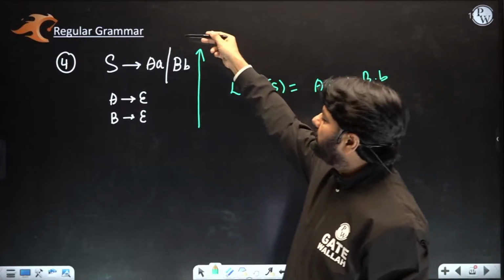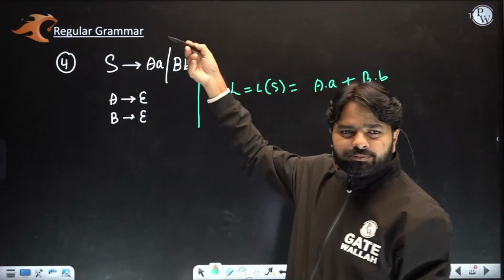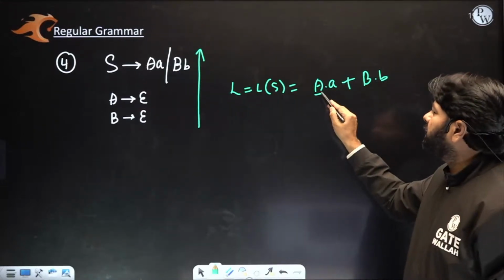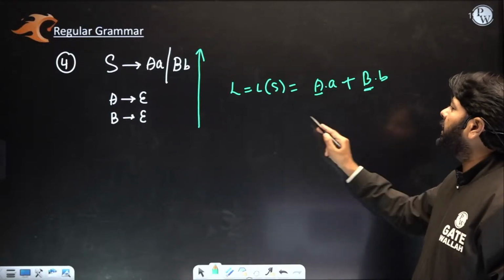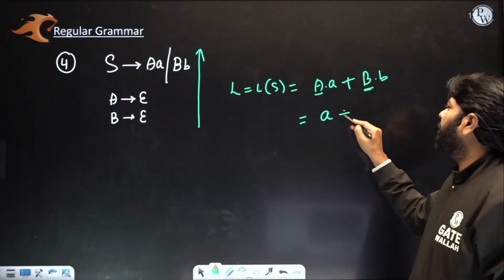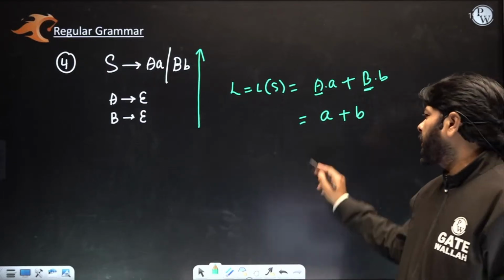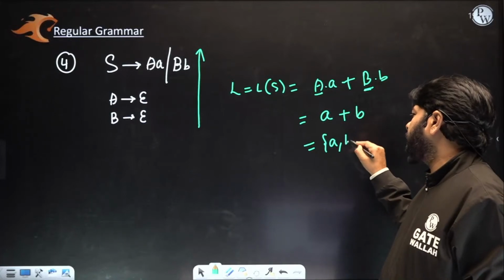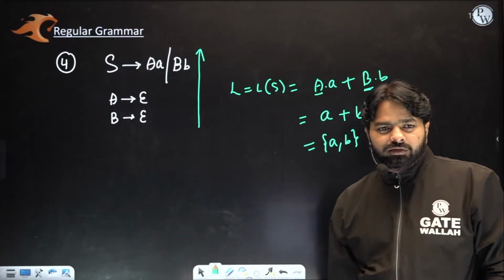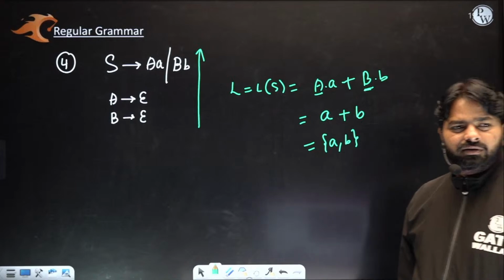Bar is also called an OR. OR means plus. So what capital A does is just epsilon. What capital B does is just epsilon. So A plus B, and you are going to get A plus B, or A comma B. If you want to write a set, it's just A comma B. That's very simple, very simple.